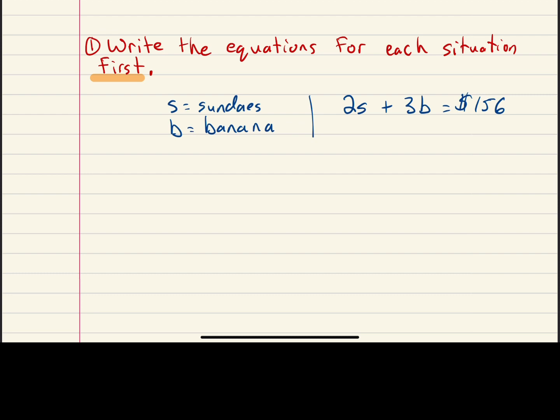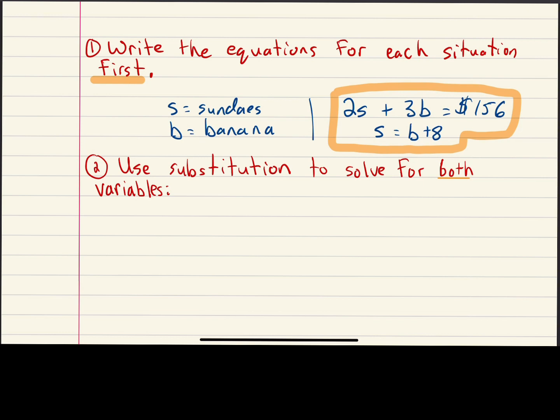So this is the general situation, but then we know that on that day there were 8 more sundaes sold than banana splits. So we can say that the number of sundaes was equal to the banana splits plus 8. And so now with those two, I have a system of equations. Then we're going to use substitution to solve for both of the variables, and that's going to give us the number of sundaes and banana splits sold on that day.